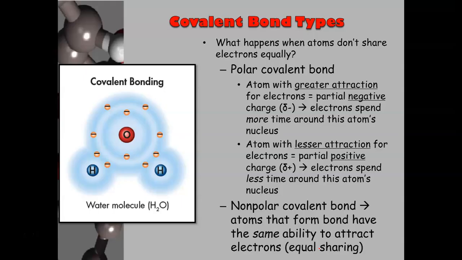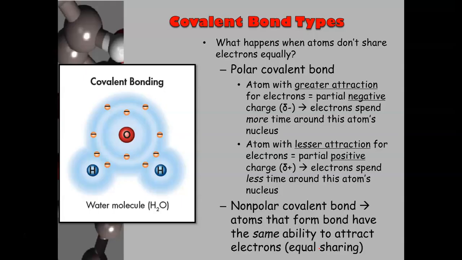They're all good at sharing their toys, right? So in this case, they're electrons. Those electrons are going to spend equal amounts of time around the nuclei of every atom involved. A polar covalent bond is somewhere in between being ionic and nonpolar.